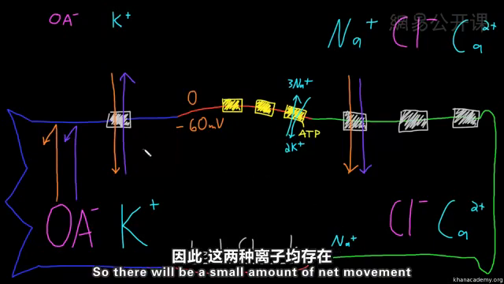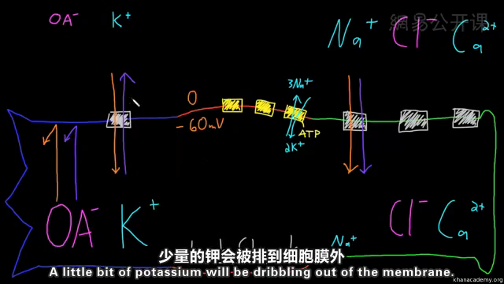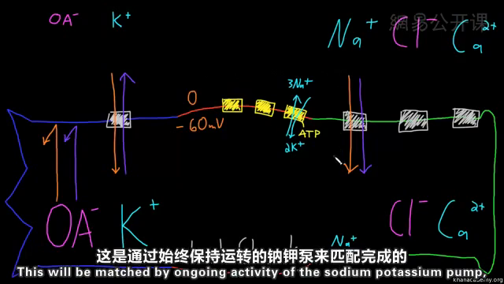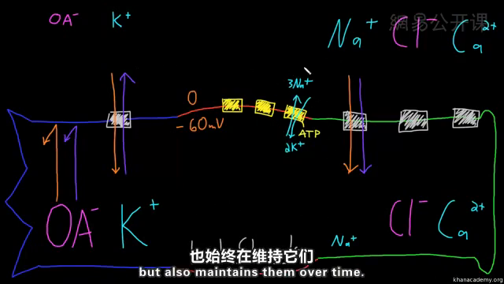small amount of net movement of both ions across the membrane. A little bit of potassium will be dribbling out of the membrane, and a little bit of sodium will be dribbling into the membrane. This will be matched by ongoing activity of the sodium-potassium pump, which not only creates these concentration gradients in the first place, but also maintains them over time.